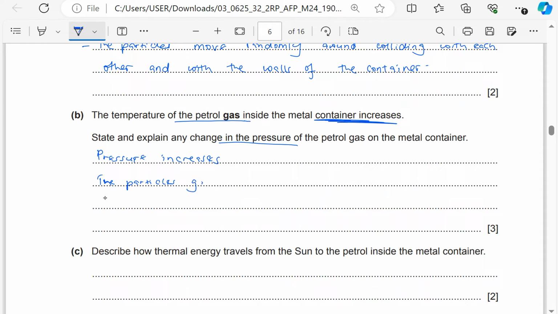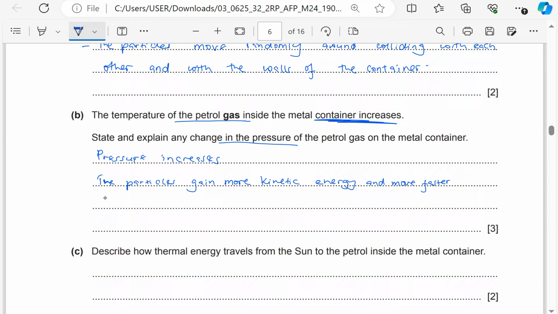The particles gain more kinetic energy and move faster.